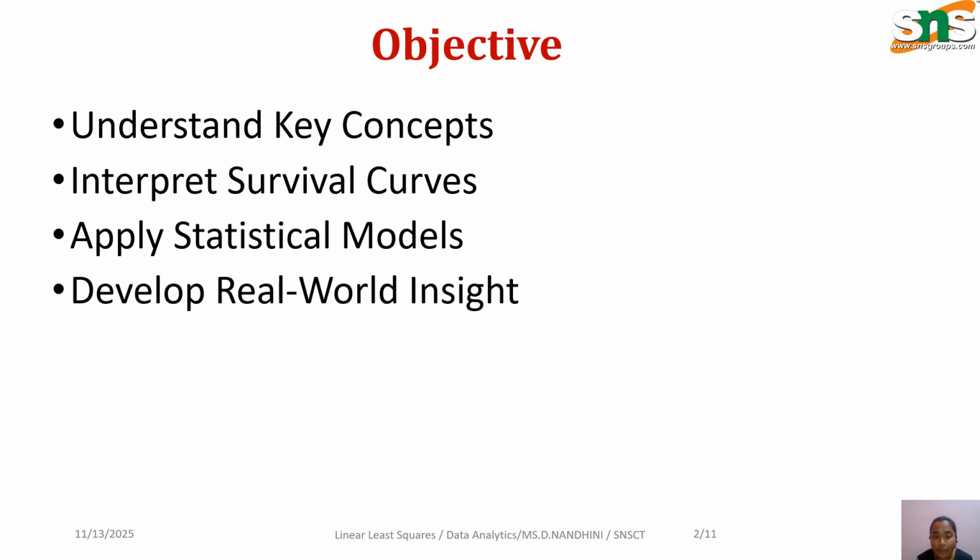Next are the common models. That means the Kaplan-Meier model, which estimates the survival probability over time. We can see some examples with the hospital. So now we are going into the objective.